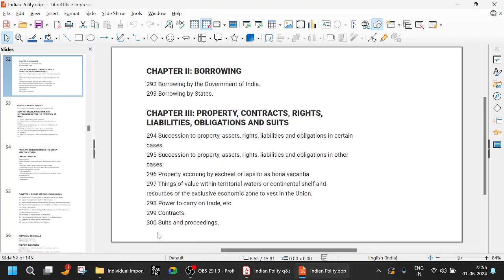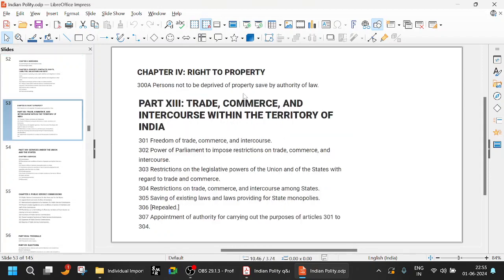So 300 is suits and proceedings, that is part of this. What are contract obligations? Anyway, 300A is persons not to be deprived of property. So right to property as a fundamental right has been removed, and it was added as 300A as a legal right. Okay.